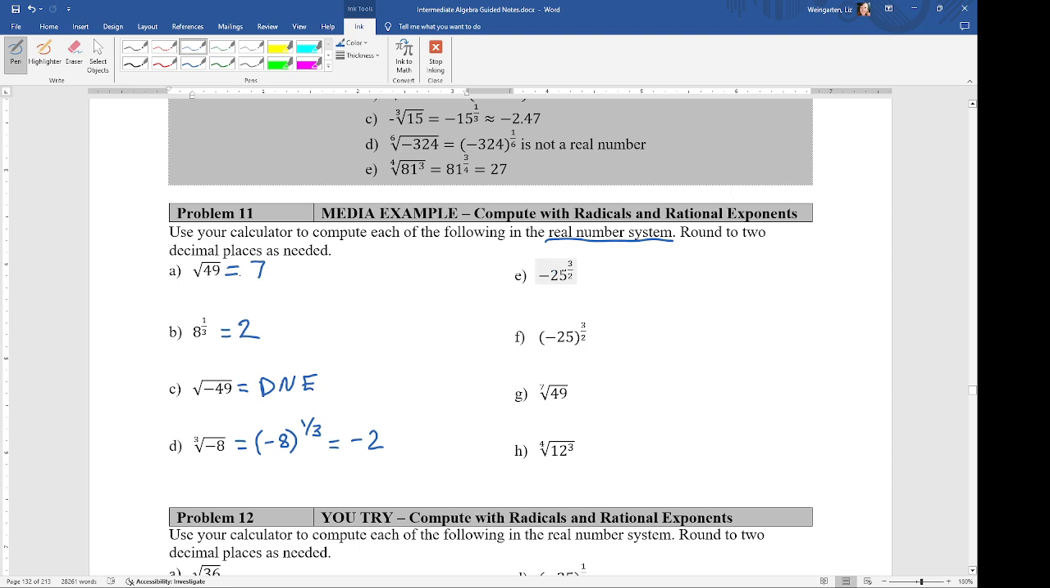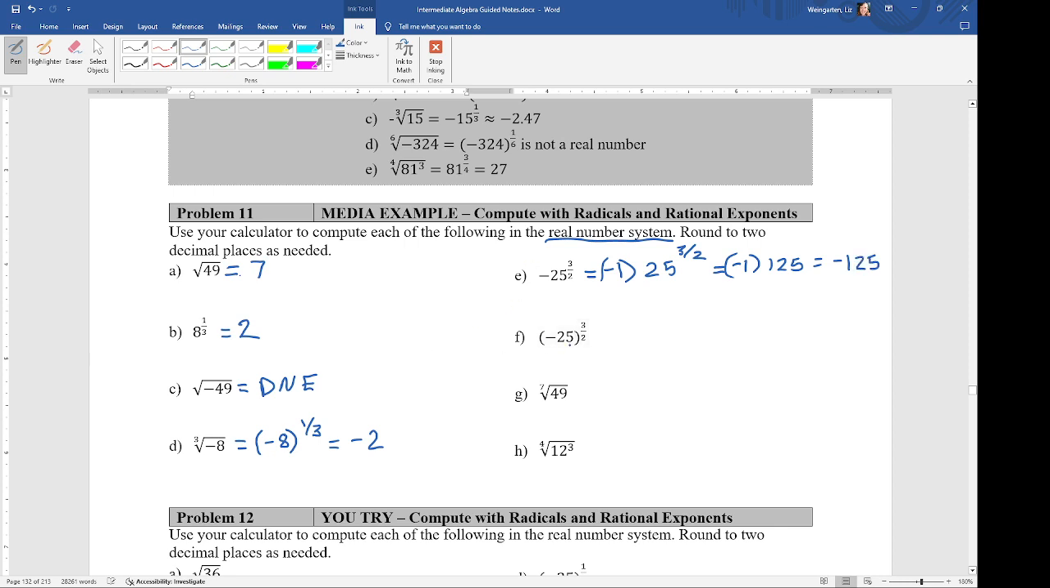Letter E, looking at 25 to the 3/2 power. Now that negative is not inside any parentheses, so this is actually a negative 1 times 25 to the 3/2 power. So you can type that into your calculator. So I'm typing 25 to the 3/2 power, and I get 125. So this is a negative 1 times 125, or a negative 125.